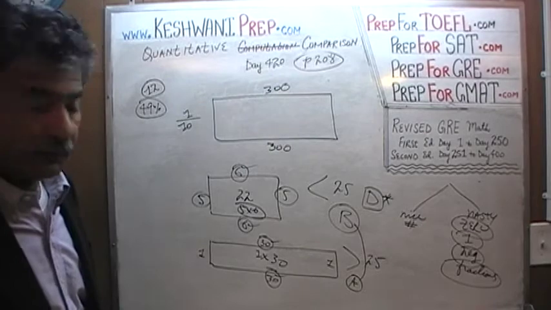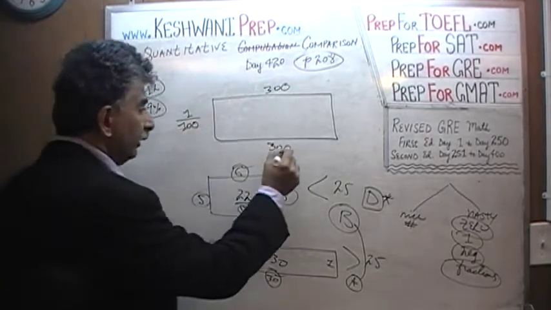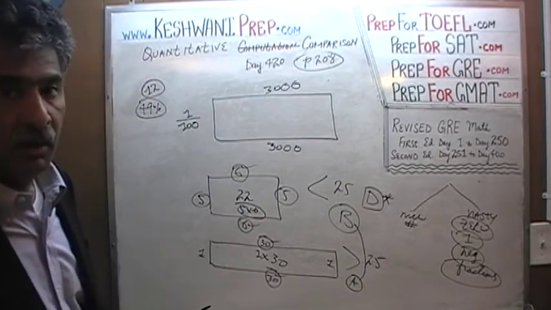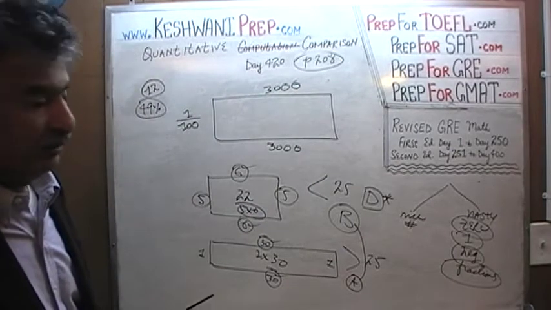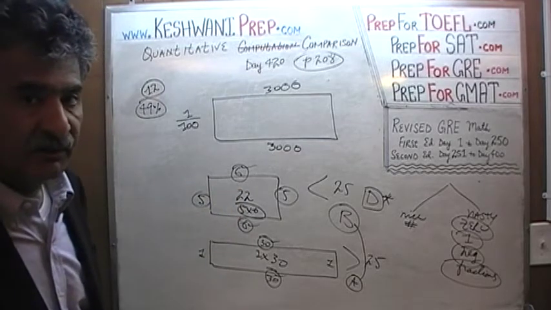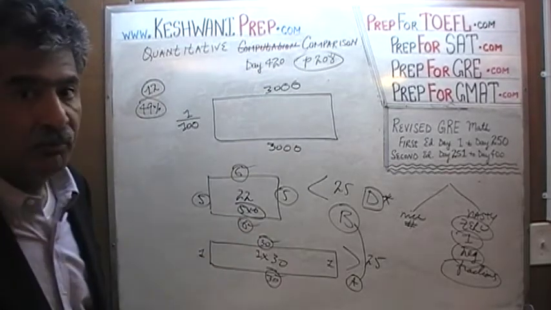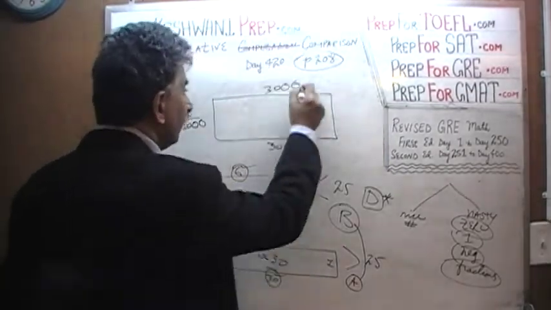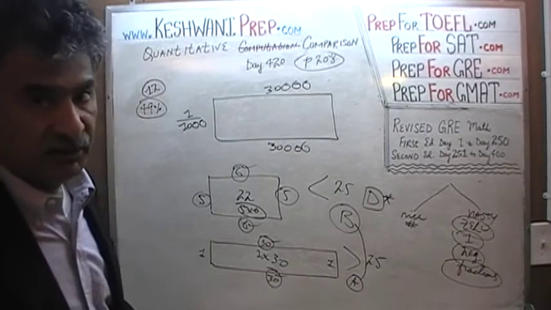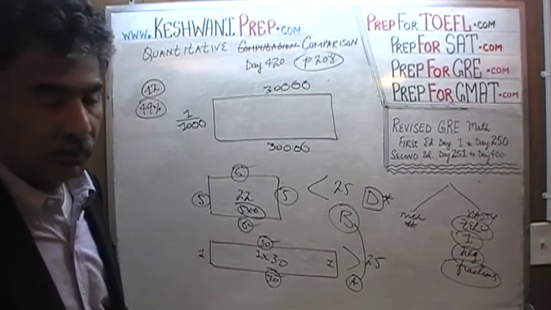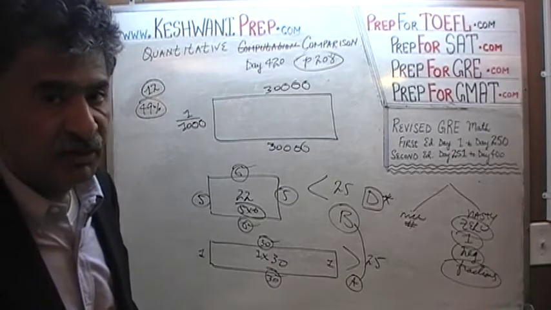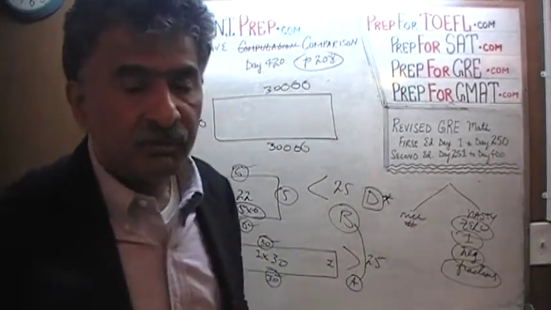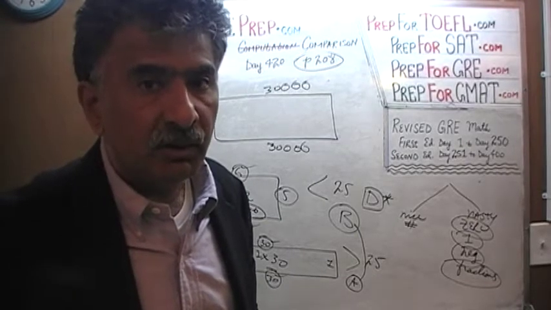But why stop there? We could have 1 over 100 by 3,000. 3,000 times 1 over 100 gives us the area of 30. Now the perimeter is more than 6,000. Why stop there? We could have had something like this. Now the perimeter is going to be more than 60,000. It can go on forever. The perimeter of this thing can be more than 60 million, more than 60 billion, 60 trillion. There is no limit.